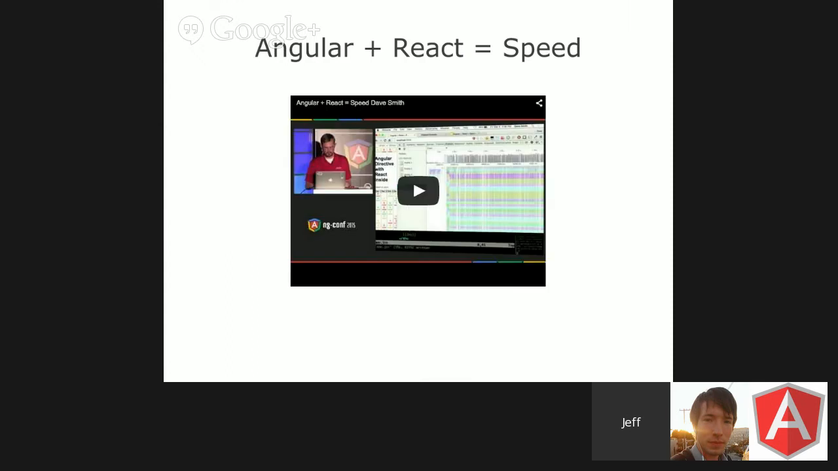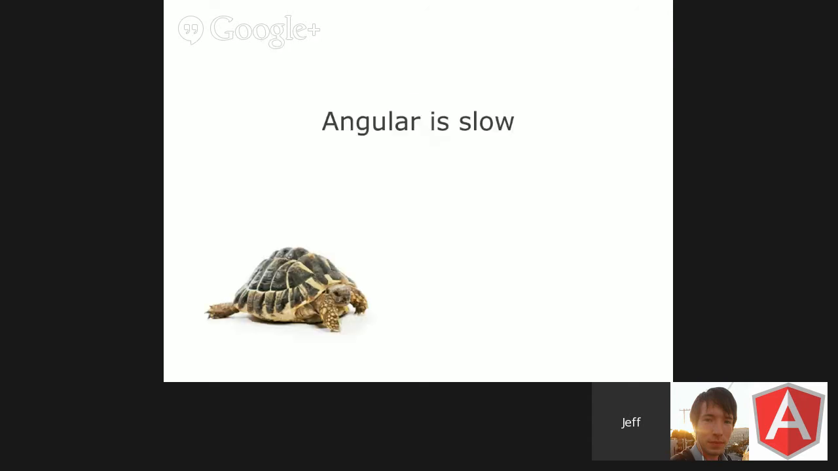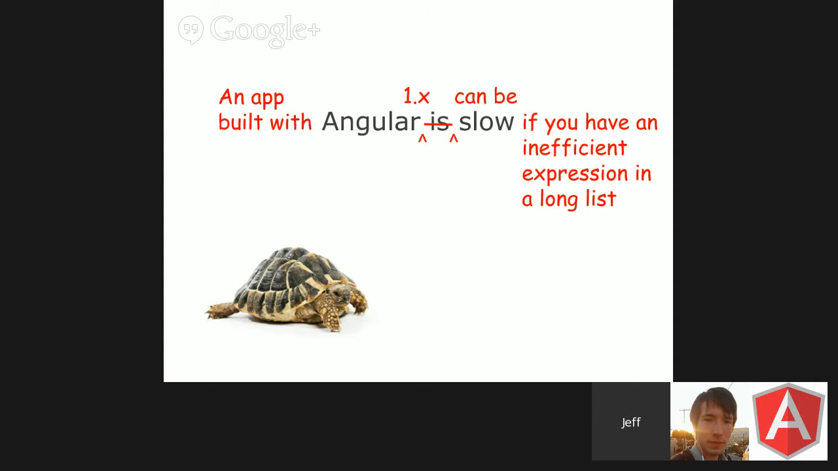I strongly suggest, if you guys haven't seen it on YouTube from ngconf, Dave Smith gave a great talk, Angular plus React equals speed. I would definitely recommend this. He showcases how using some of the stuff I just mentioned with Angular 2 makes it just as fast as React is. I mean, it always depends on the situation, but I strongly recommend watching it. So I don't think it's really fair to make a blanket statement that Angular is slow. I think it's more accurate to say an app built with Angular 1 can be slow if you have an inefficient expression in a long list.